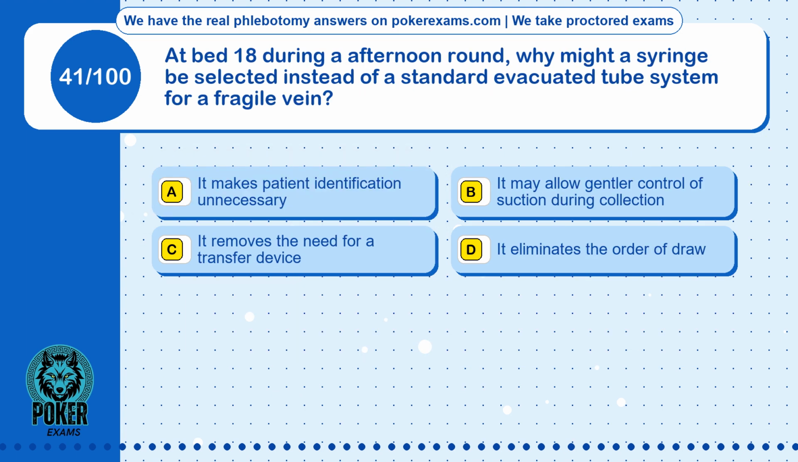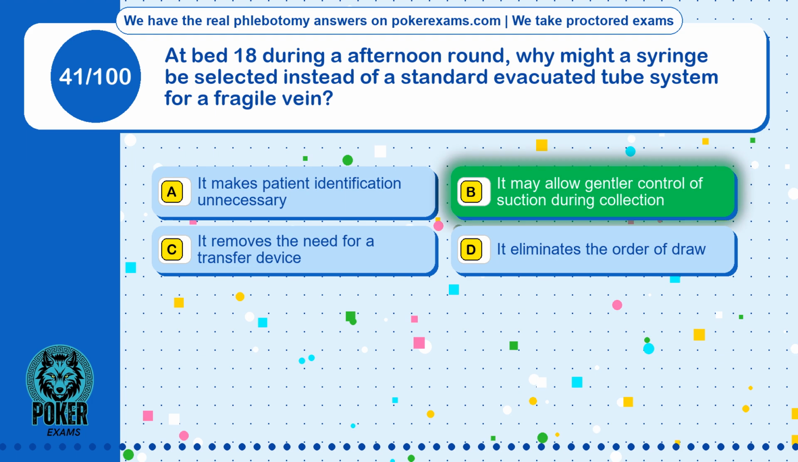Question 41. At bed 18 during an afternoon round, why might a syringe be selected instead of a standard evacuated tube system for a fragile vein? Option A: it makes patient identification unnecessary. Option B: it may allow gentler control of suction during collection. Option C: it removes the need for a transfer device. Option D: it eliminates the order of draw.